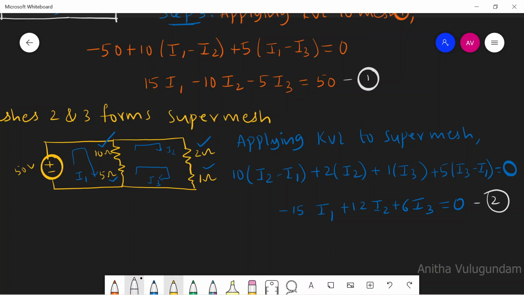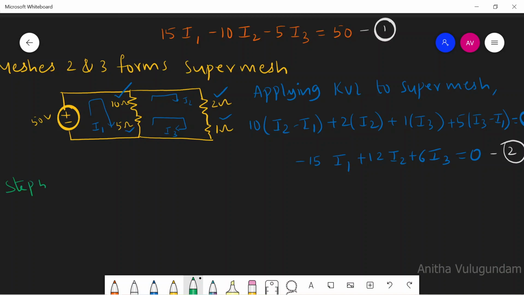Next, step 5 is to write the net currents among all current sources. We have a current source of 2 amps. If you observe the circuit, I2 is flowing in this direction and I3 is flowing in the same direction as the 2 amps. Therefore, you can write the net current as I3 minus I2 equal to 2. Let it be equation number 3.